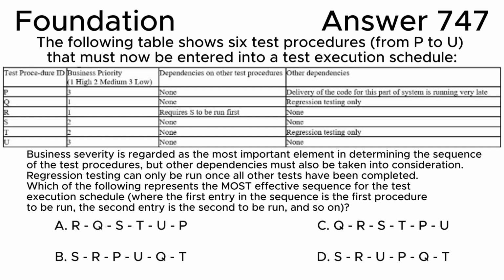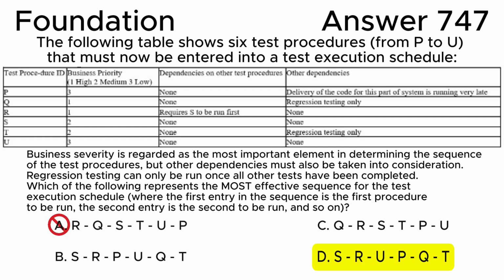Regression testing procedures are Q and T, but Q has higher priority and T has medium priority. So, the third two test procedures are Q and T. Thus, the correct answer is D: S, R, U, P, Q, T. All the rest of the answers are wrong.